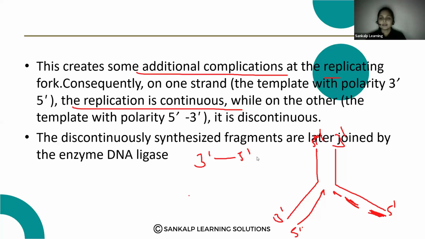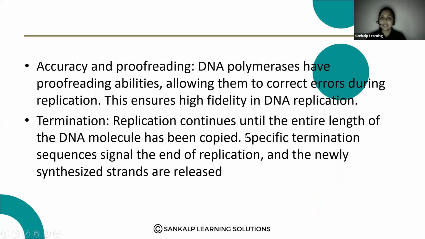Then after the synthesis, the DNA polymerase has proofreading abilities. If any error occurs during the replication, it ensures high fidelity in DNA replication. It identifies the errors and corrects them.